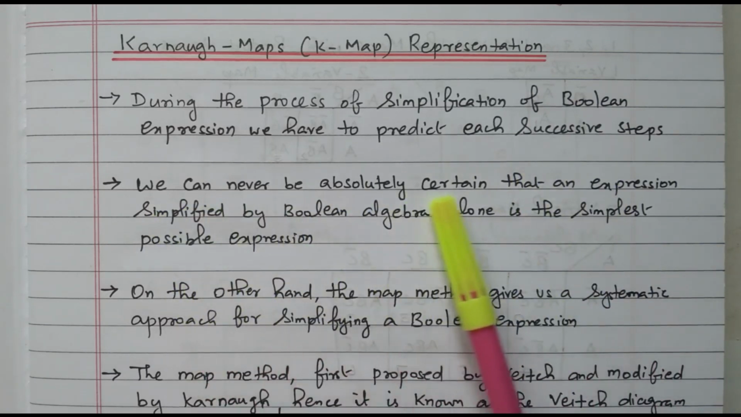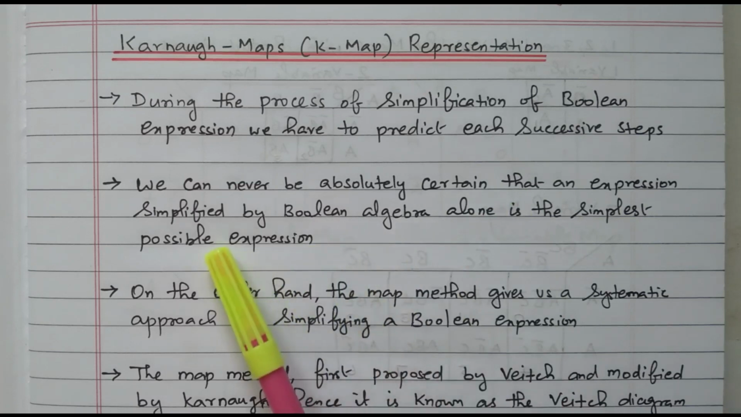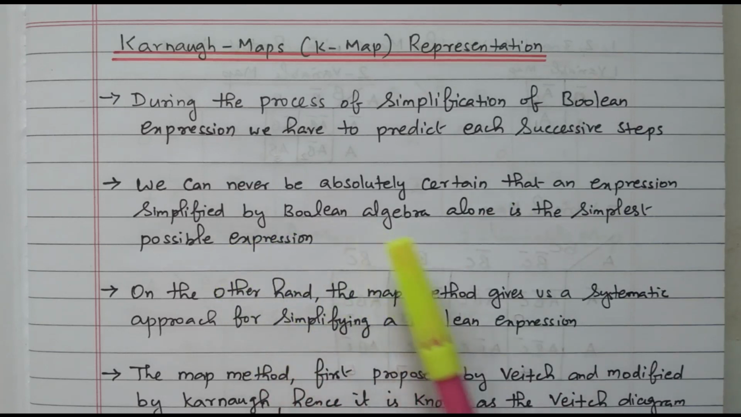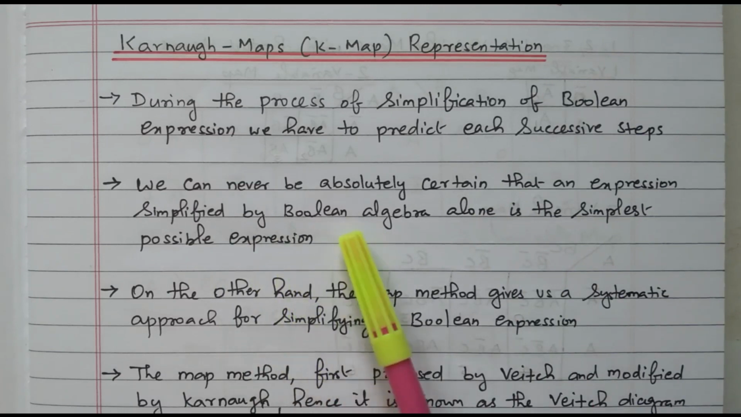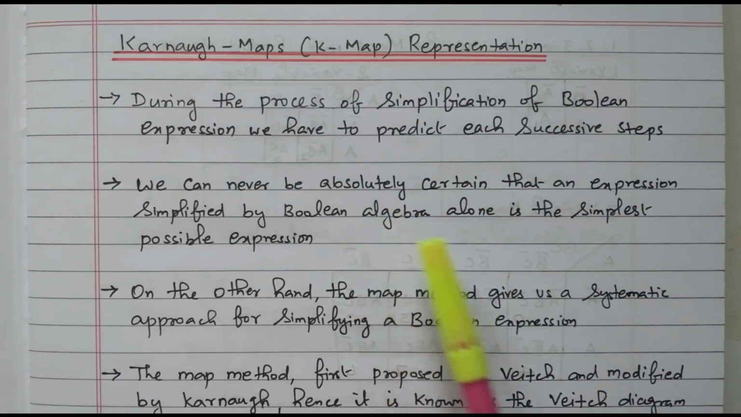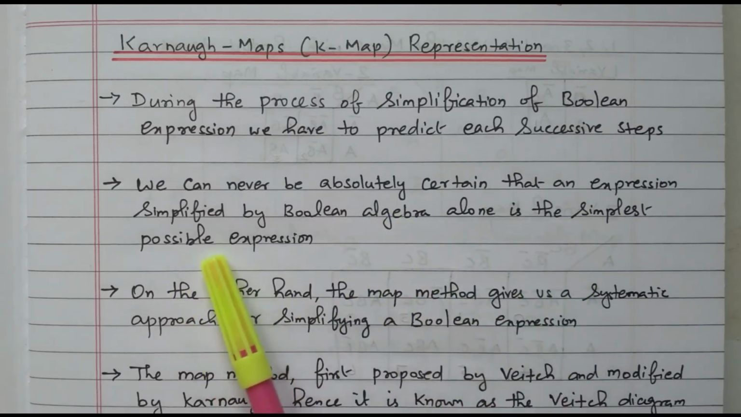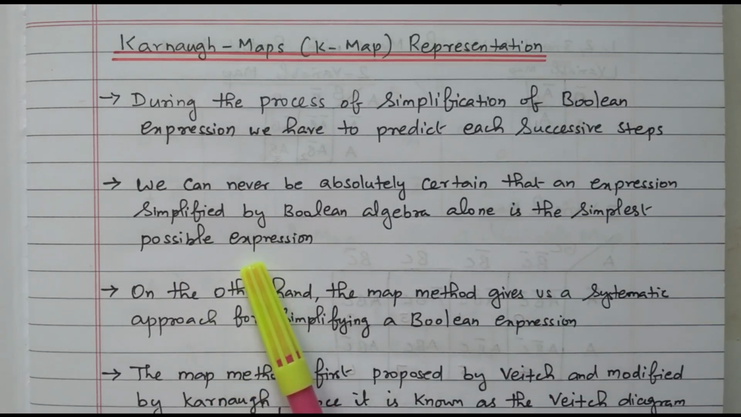We can never be absolutely certain that an expression simplified by Boolean algebra alone is the simplest possible expression. So by using Boolean algebra also, we can simplify the given Boolean function, but the K-map method will give the simplest possible expression. The simplest possible expression is given by the K-map.